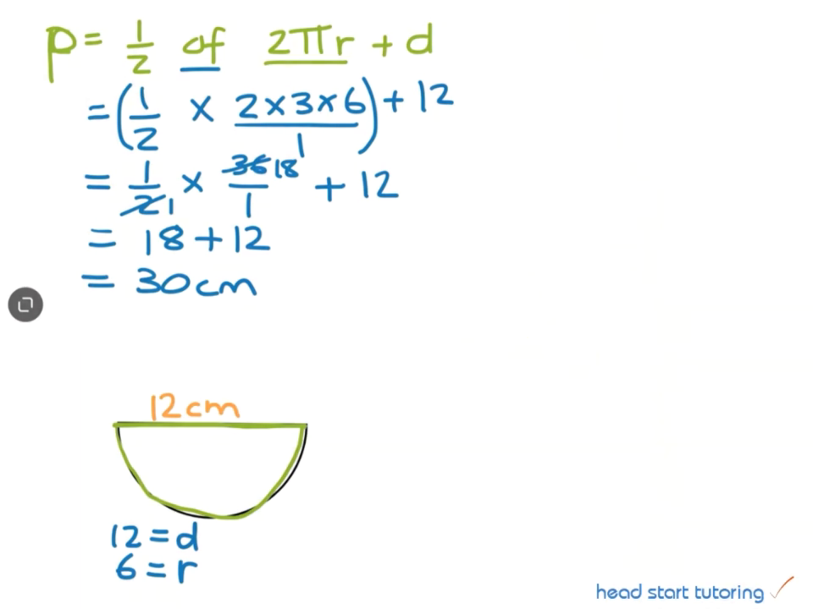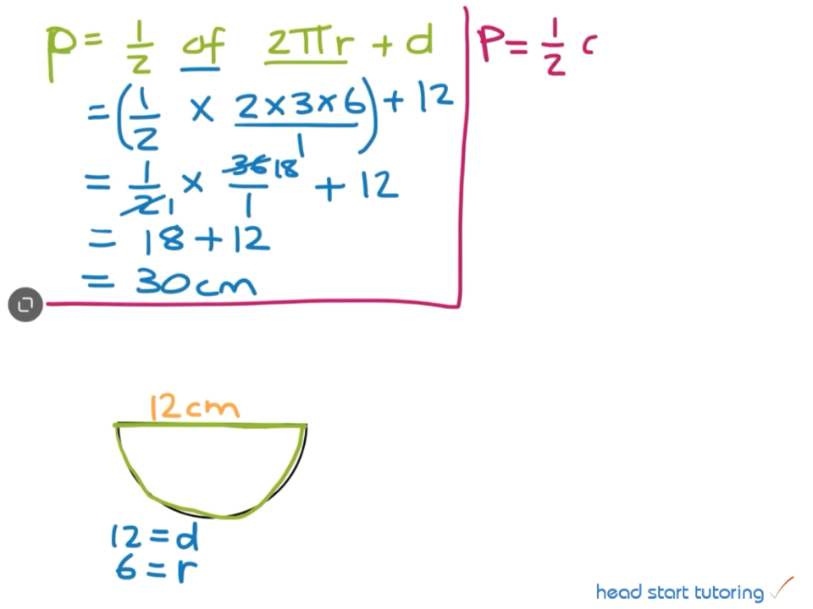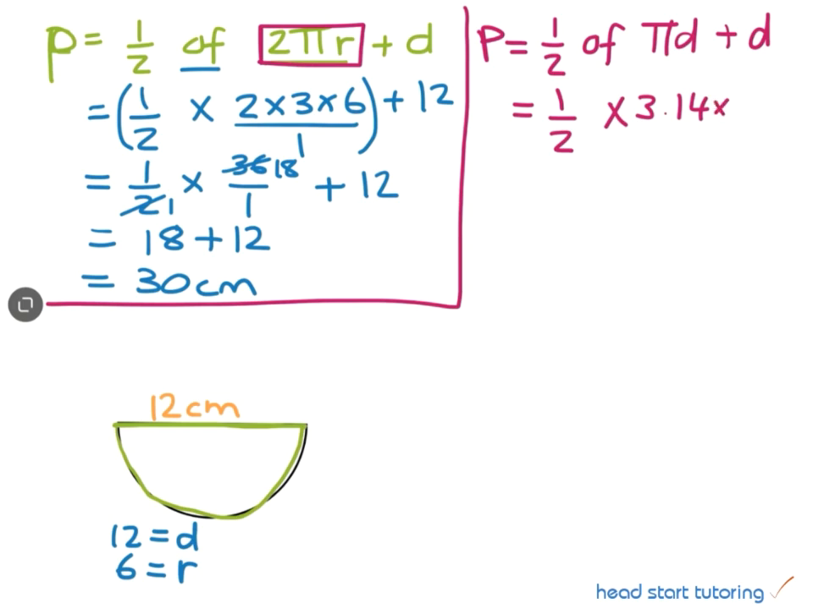Let's now have a look at the perimeter of this semicircle using pi equal to 3.14. Let's use pi d this time, because remember that pi d is equal to 2 pi r. So pi times our diameter, and then we remember to plus our diameter at the end. So we end up with half multiplied by pi, which is 3.14, multiplied by our diameter, which is 12, and then we plus 12 at the end.